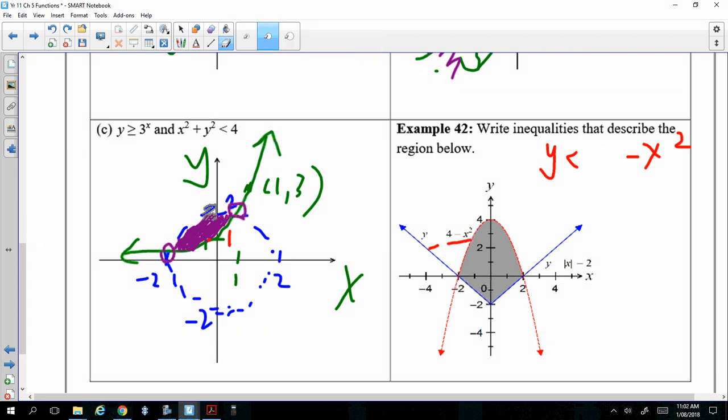And then what's the other bit? Y has to be equal to or greater than absolute value of x. So you have to write the inequality that describes the region. All right, pretty easy.